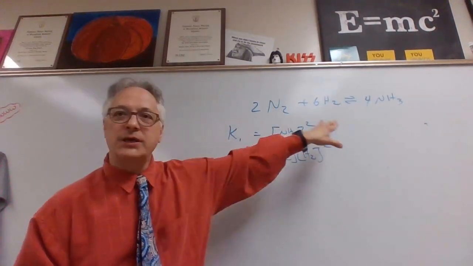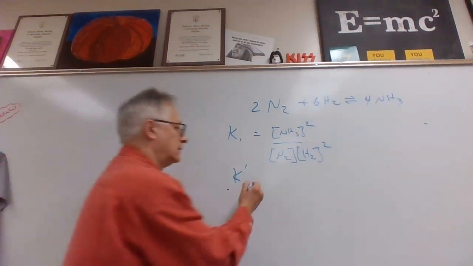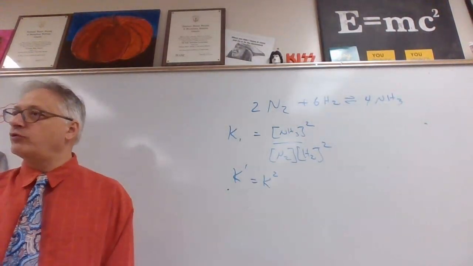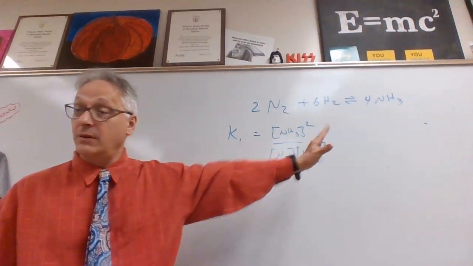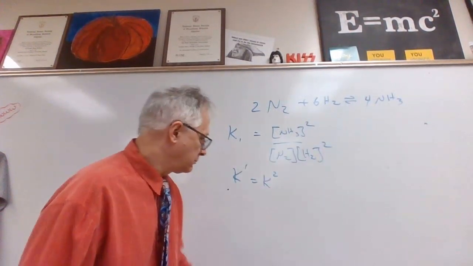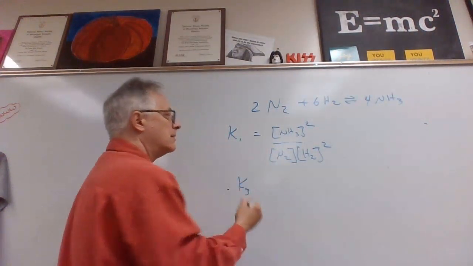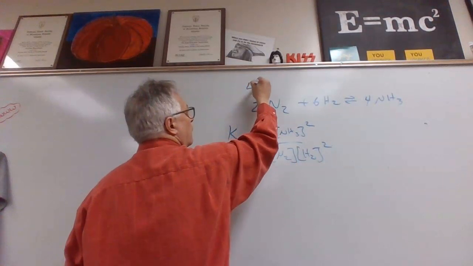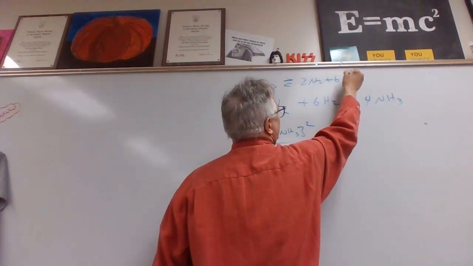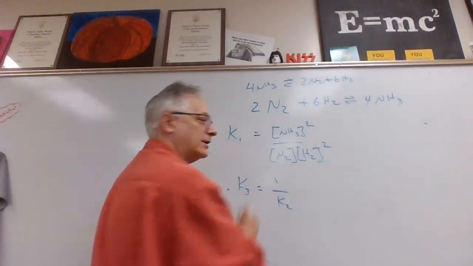Remember, if I change the coefficients, if I multiply through by 2, you raise the equilibrium constant to whatever you multiply through by. If I multiply by 1/2, then I would take the square root. If I want the backward reaction, well, let's just leave it that way. I'll call it K3. The backward reaction would be 4NH3, and equilibrium was 2N2 plus 6H2. Well, that's just going to be 1 over K2.